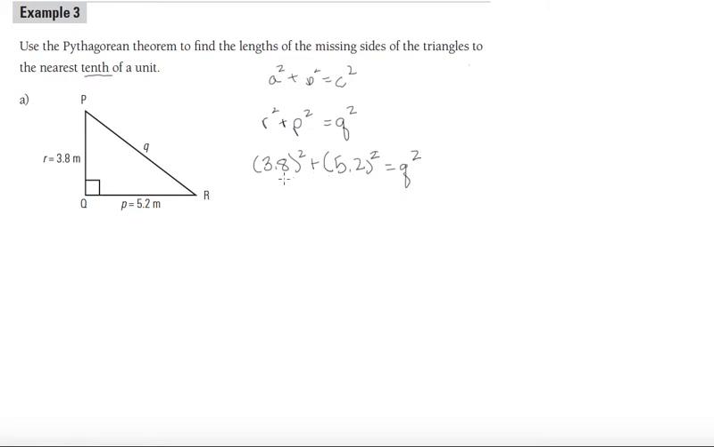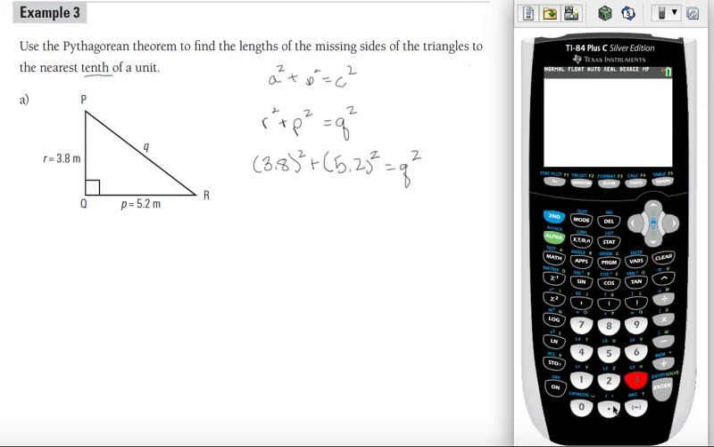And just note, it doesn't matter which one of these you put where. It can be 5.2 squared plus 3.8 squared. You're going to get the same answer because you're just adding two things. So 3.8 squared, let's get our calculator. So that's 3.8. You can hit a squared button or times 3.8, because squared just means times itself. And here we get 14.44.